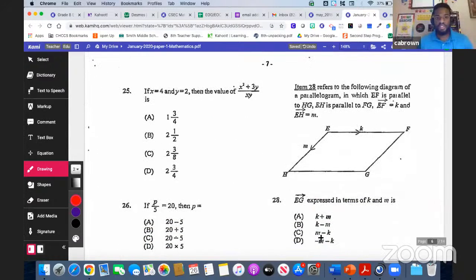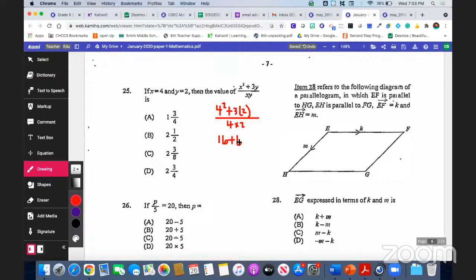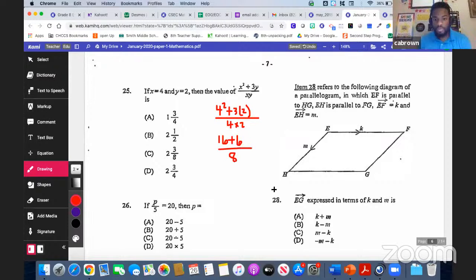25. If x is 4, y is 2. What is the value of x squared over... X squared, if x is 4, it's going to be 4 squared plus 3 times 2 over x. X is 4, so 4 times 2. All we're going to be doing is simplify. I think we did this problem. I remember us doing this problem. So this is 16 plus 6 over 8. Remember we did this problem?